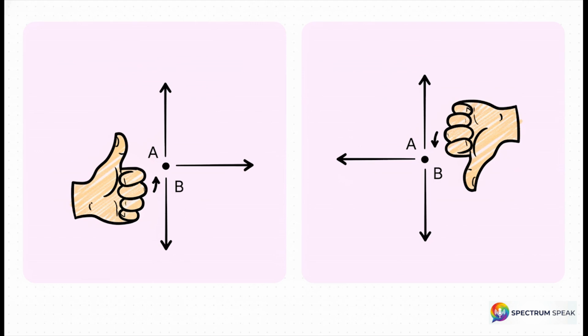Think back to that right-hand rule. If you go from A to B, your thumb points up. But if you reverse it and go from B to A, your thumb points down. The result is a vector with the same length but in the exact opposite direction. A cross B equals -B cross A.